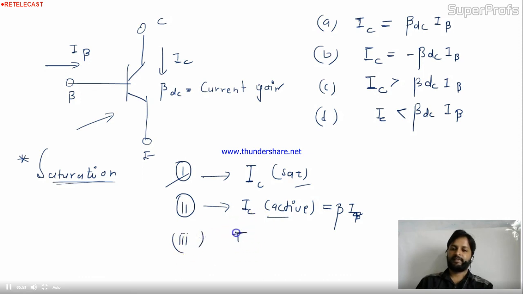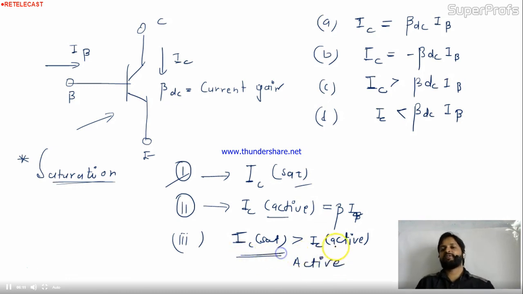In the first case, if IC saturation is greater than IC active, it means the transistor was working in active region. Why active region? Because IC saturation is greater than IC active. So it was working in active region. But if IC active was greater than IC saturation, this is a faulty condition. This can't be possible with a BJT. Why? Because IC saturation is the max current.